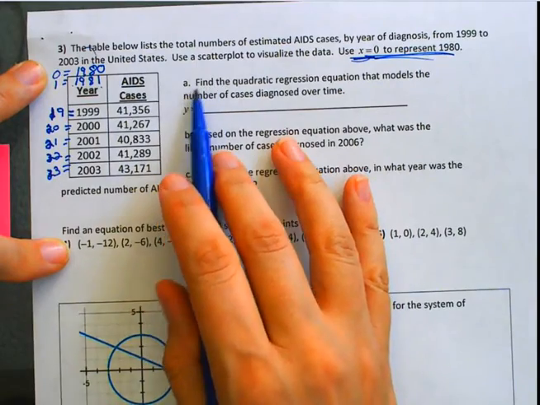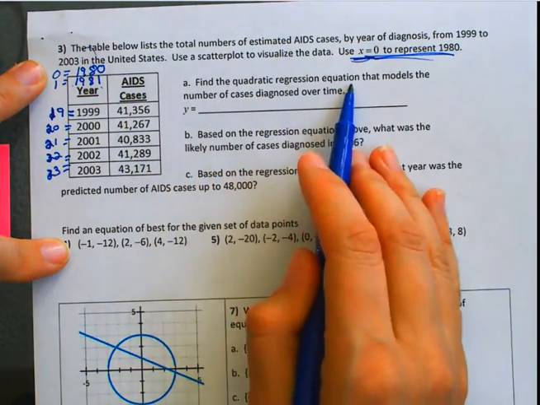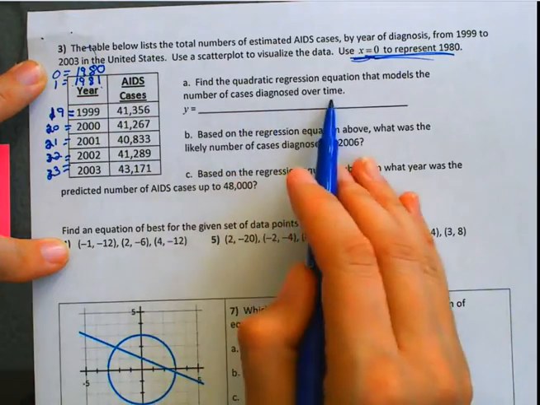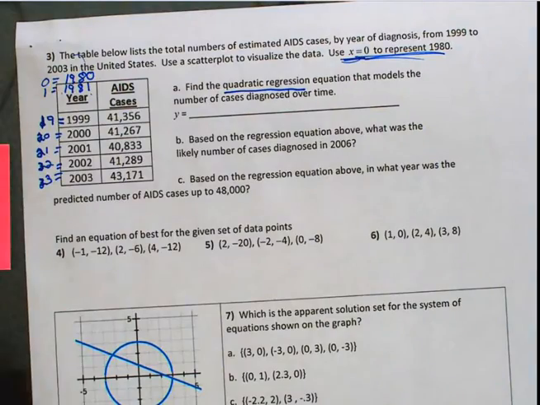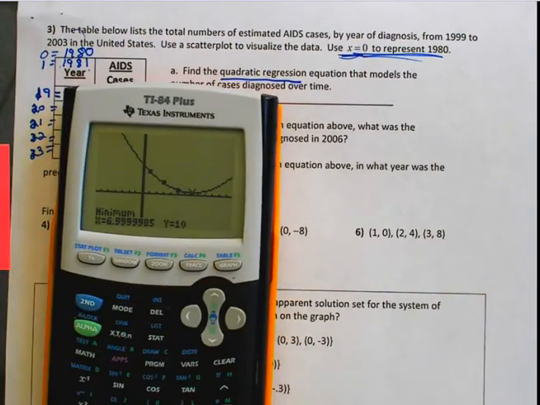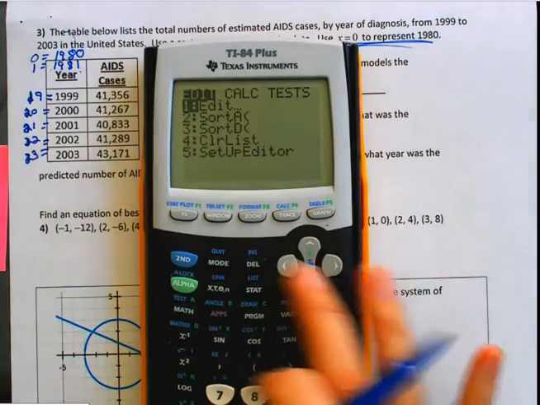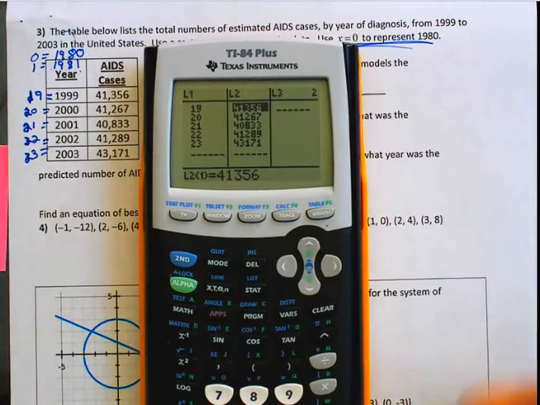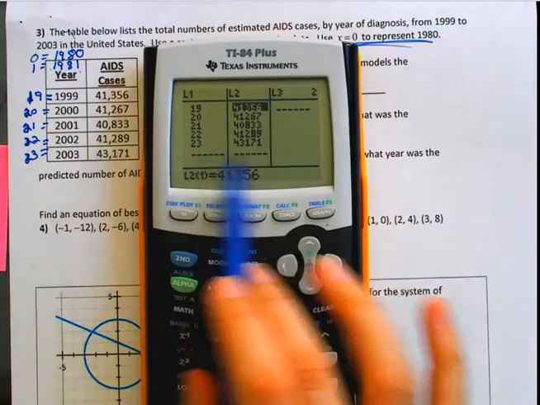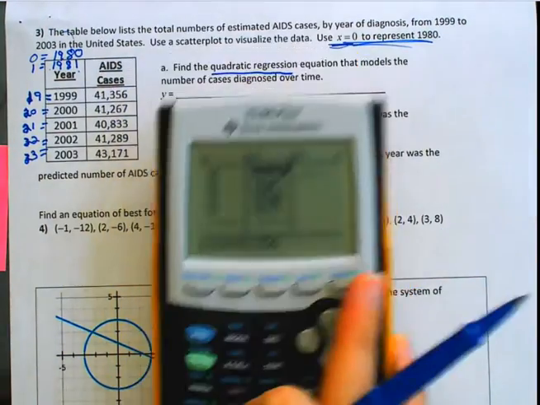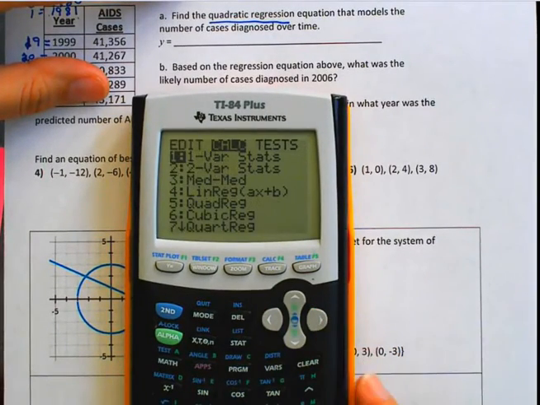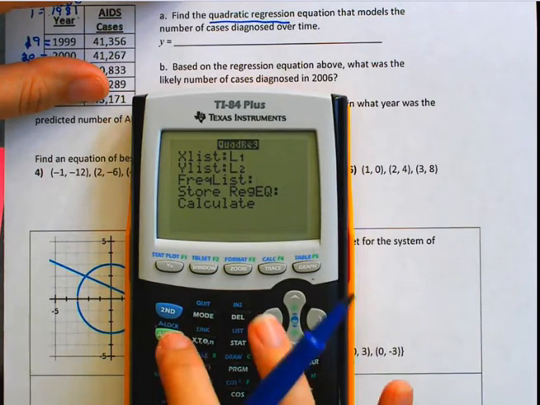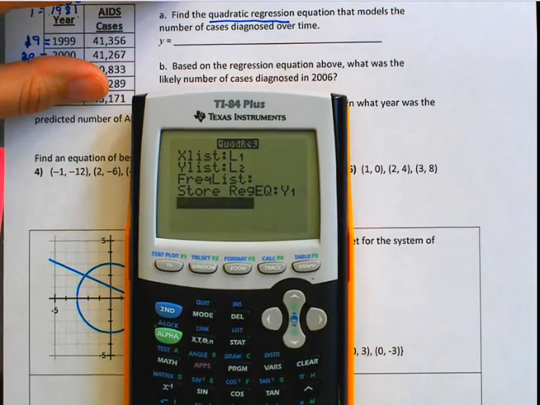First part, find the quadratic regression equation that models the number of cases diagnosed over time. It tells you quadratic regression, which means we're going to need to put that into the calculator. Remember, the first thing, you go to Stat, press Enter for Edit. Make sure you enter all your information and that everything matches up. Then they want the quadratic equation, so we go back to stat calc. Quadratic is number 5. Enter, enter, enter. Alpha trace to y equals.